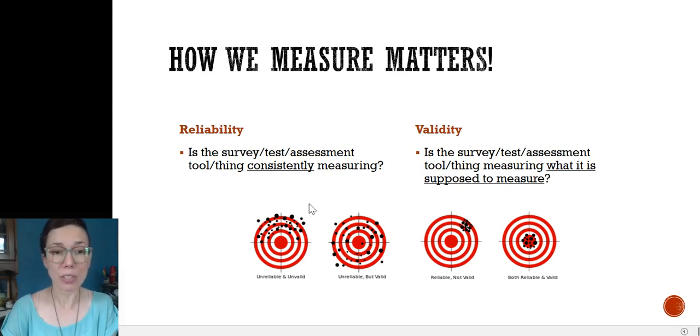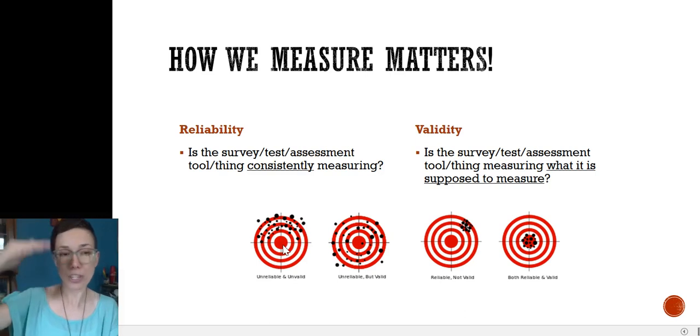If something is both unreliable and invalid, the dots are all over the place, so it's not consistently measuring anything. Some dots are measuring something over here, some over here. It's also not valid because it's not hitting the target at all. It's definitely not measuring what it's supposed to, because it's all above the target. It's pretty far off.